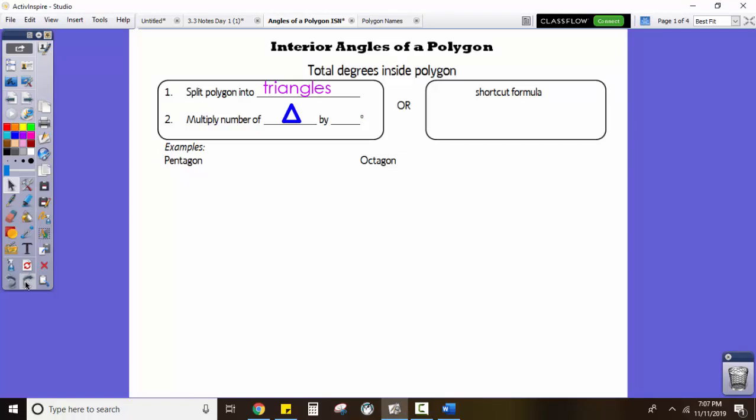And then number two, multiply the number of triangles by 180 degrees. Okay, this one you're going to have to actually draw out the shape if it's not drawn for you and split it into triangles. The one drawback is that if it's a really big shape with lots of sides, you're going to have lots of triangles. So not the most convenient method, but we'll do an example with a pentagon with this method. So you draw a pentagon first, and then split it into triangles.